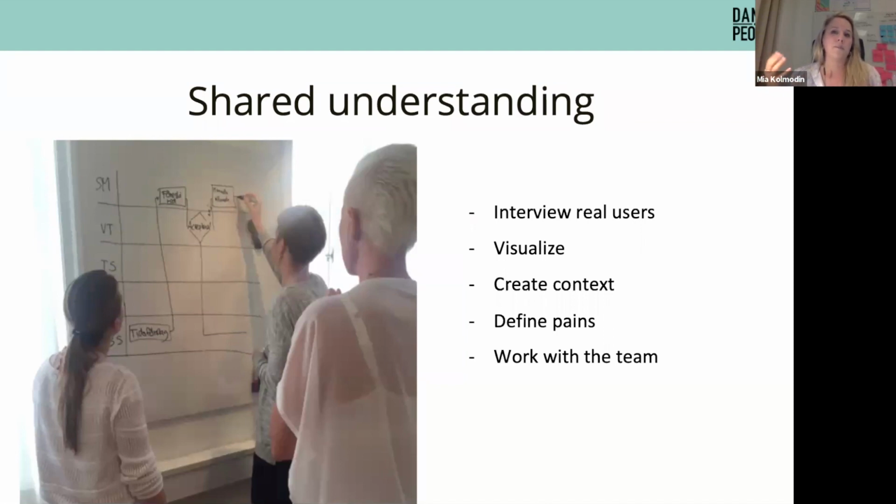And many times it might be different teams working on these things. So you might want to do this together with all the different teams, interviewing and creating a visualization to create the context, define the pains, and to work together with your team and also with other teams as an organization. So I've seen many times where you define one process is good, but if you can see how that process actually connects to other processes, it helps you a lot better.